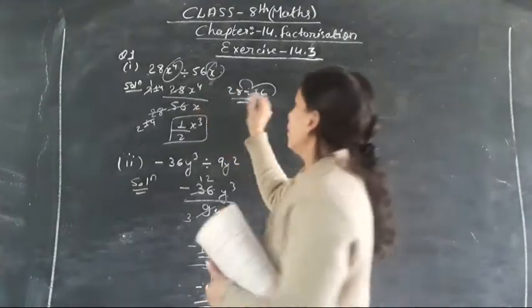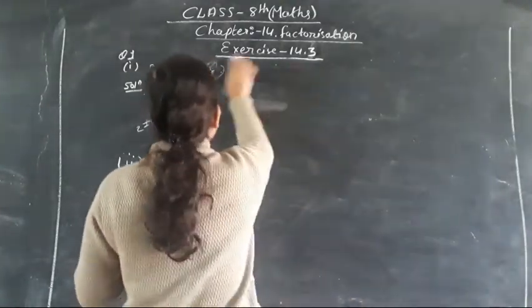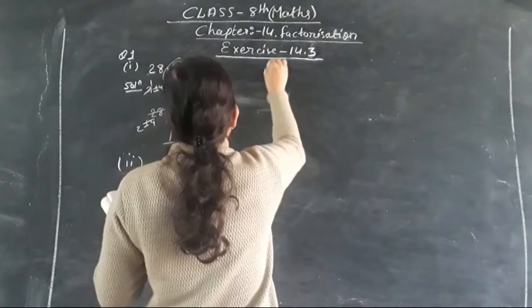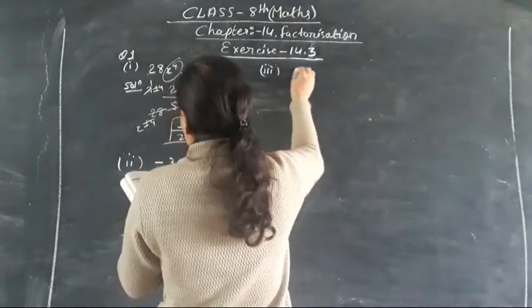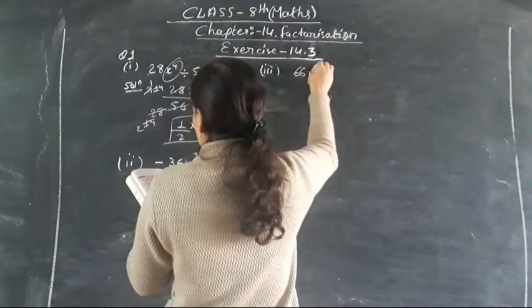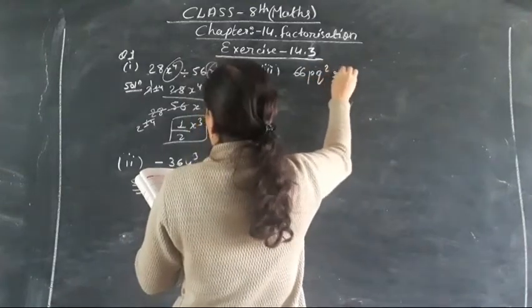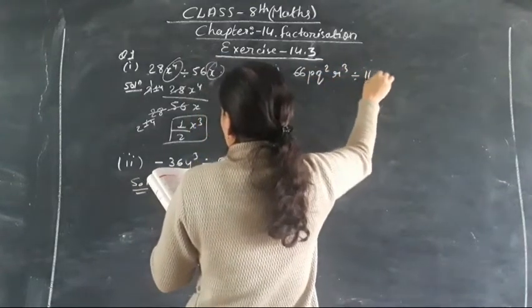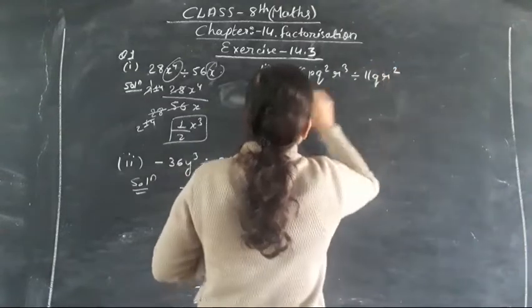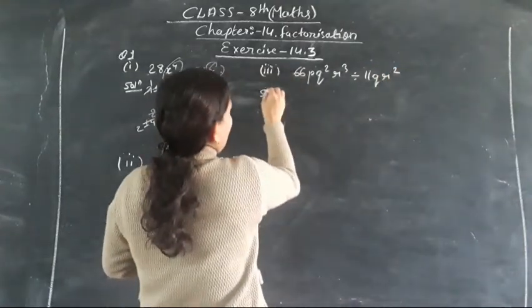Okay? Moving toward the next question, we are having the third part of question number 1. What is the question? 66p q square r cube divided by 11q r square. This is the question we are having. So look how to solve.